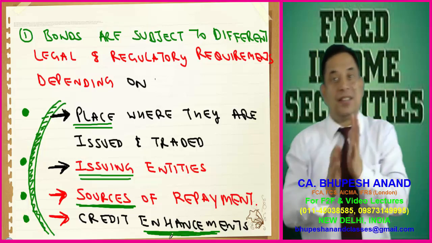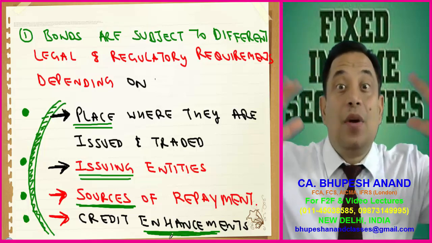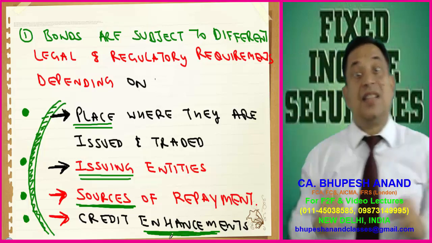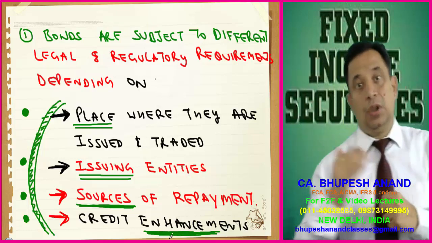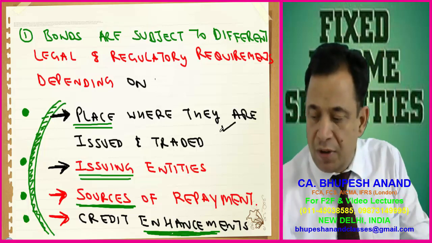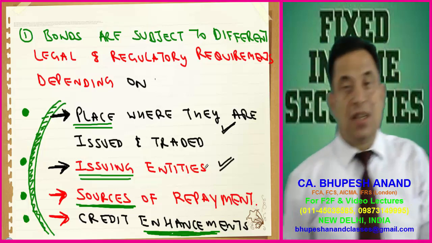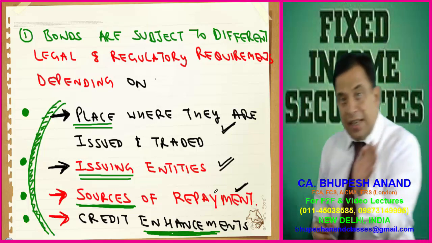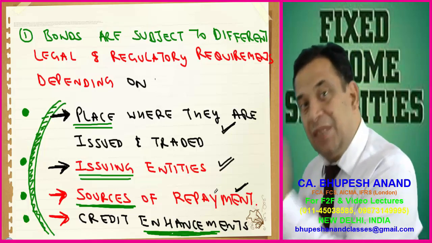So we are discussing how these legal and regulatory considerations can be affected by these 4 scenarios. The last is how much is the credit enhancement. In today's lecture, I will be doing the place where they are issued and traded, the issuing entities, and the sources of repayment. But the 4th scenario, credit enhancement, and tax considerations, I will be discussing in lecture number 4.